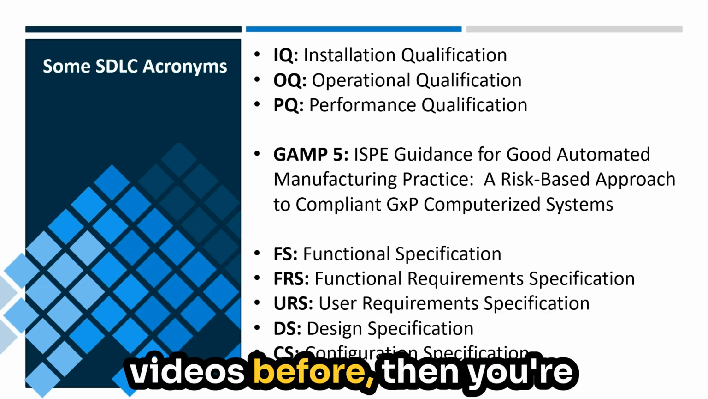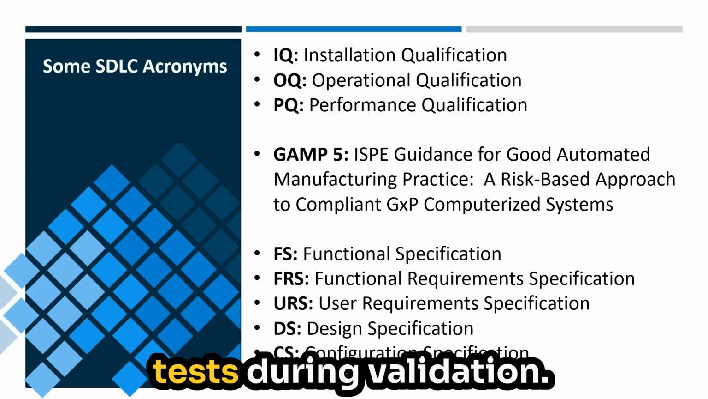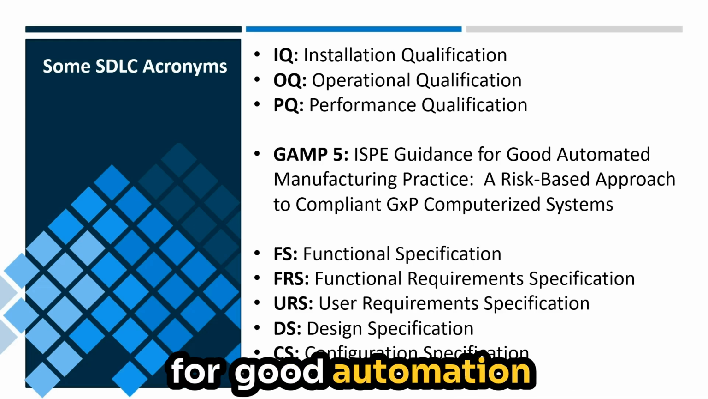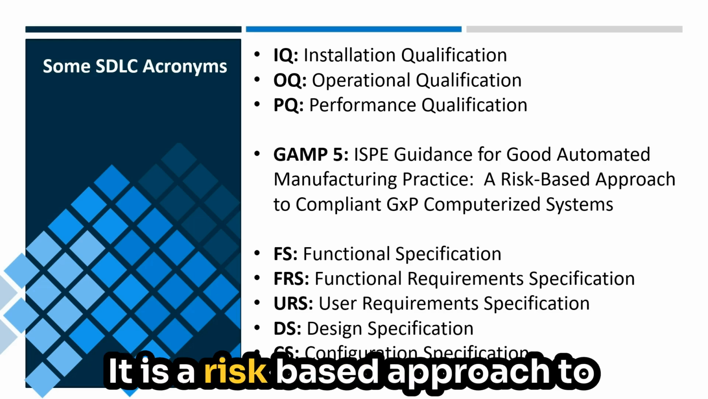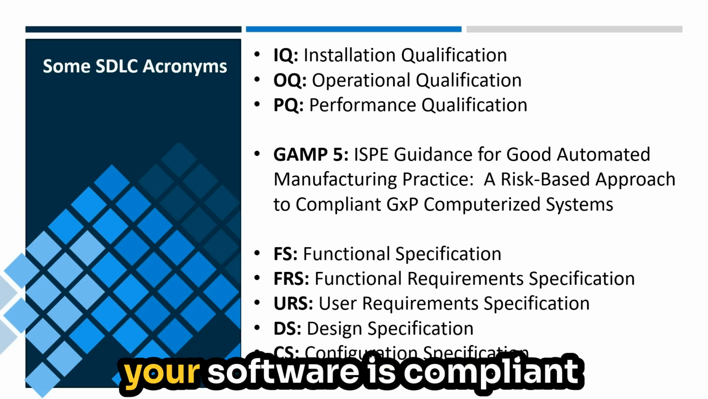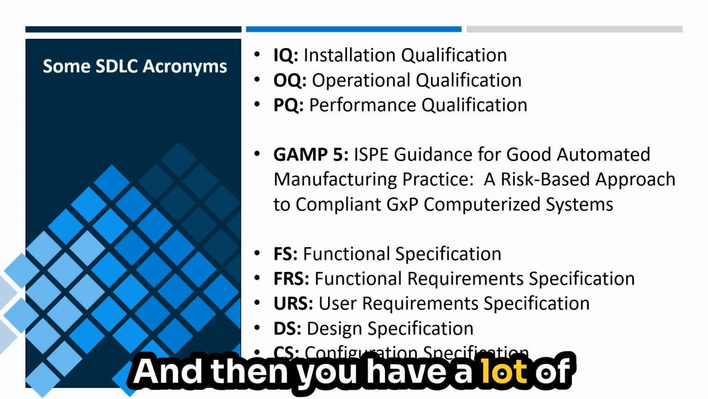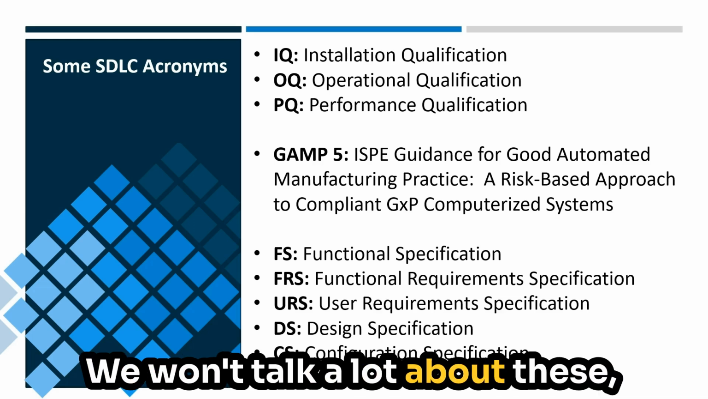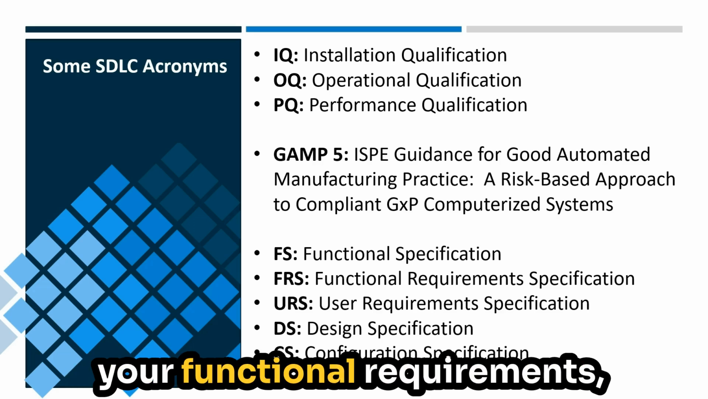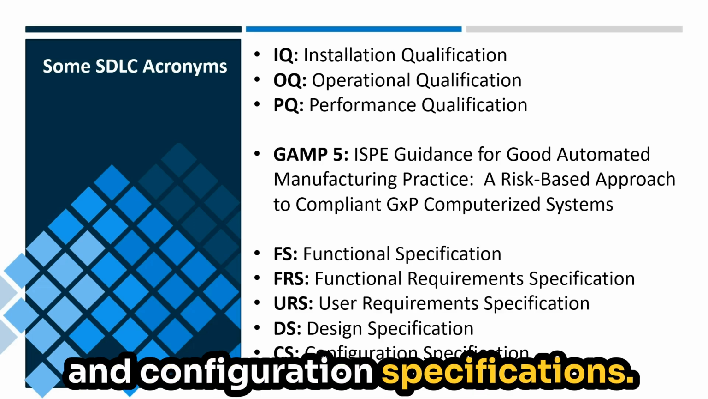If you've watched my videos before, then you're familiar with IQ, OQ, and PQ. These are your qualification tests during validation. GAMP 5 is the ISPE guidance for good automation manufacturing practice. It is a risk-based approach to making sure that your GXP computerized systems or your software is compliant with all regulations. And then you have a lot of different specifications. We won't talk a lot about these, but you're probably familiar with them if you're in this space. You've got your functional specs, your functional requirements, user requirements, design specs, and configuration specifications.